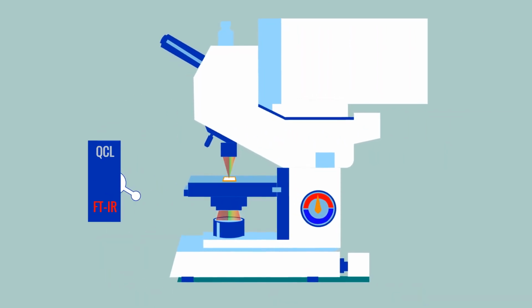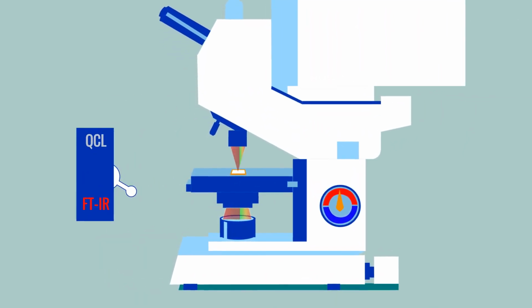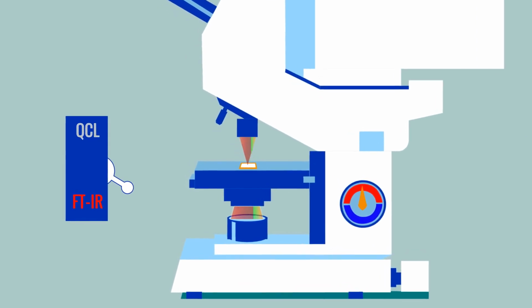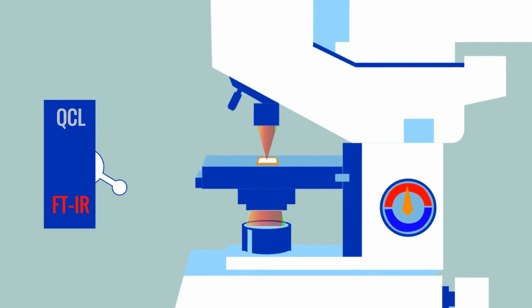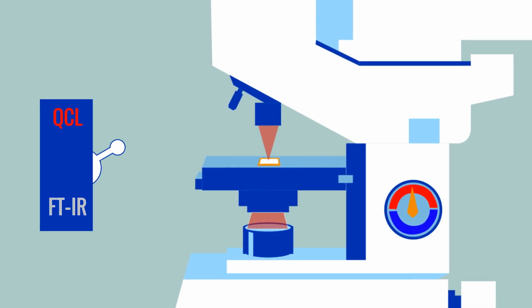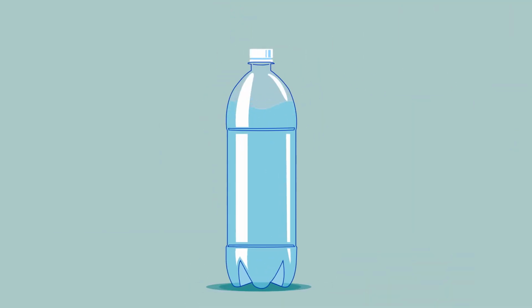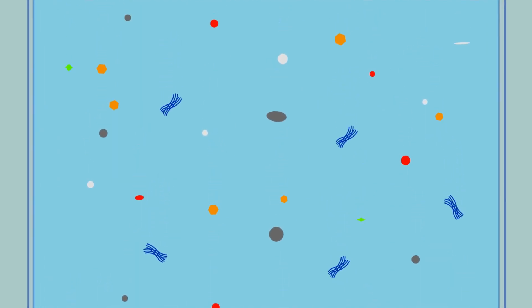QCL microscopy is tightly linked to classic IR and FTIR spectroscopy. While FTIR spectroscopy observes all wavelengths in the infrared range simultaneously, QCL spectroscopy can select individual wavelengths to solve defined problems much more efficiently. This is best explained by using a relatable real-life example: microplastics.